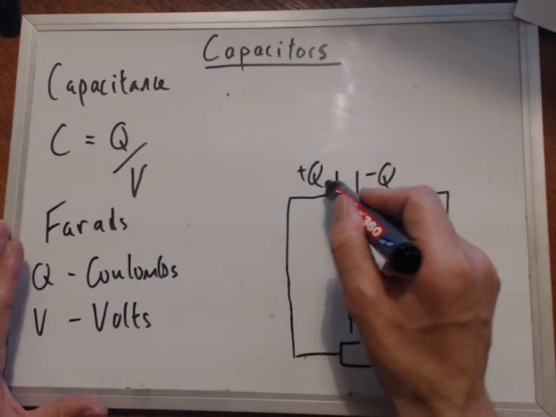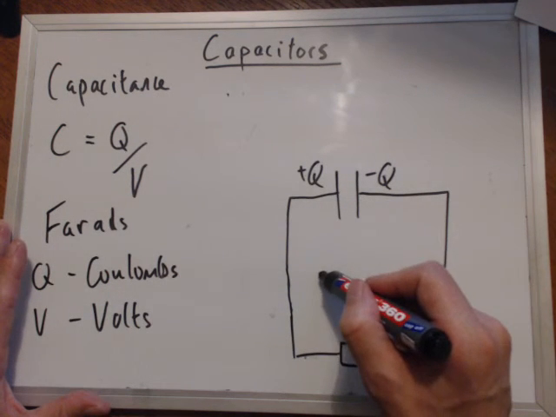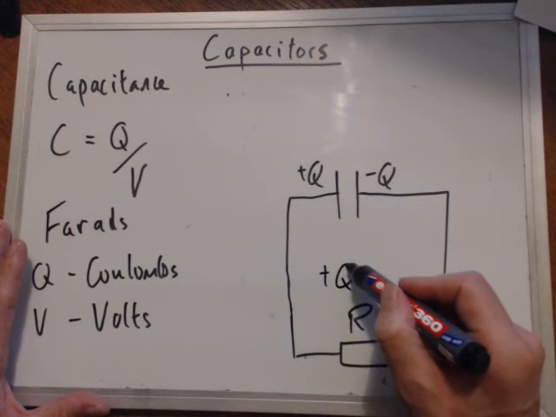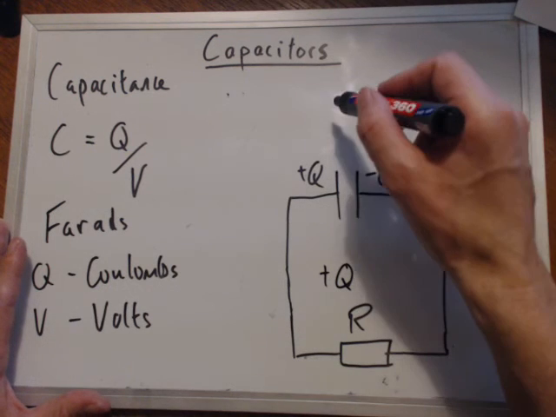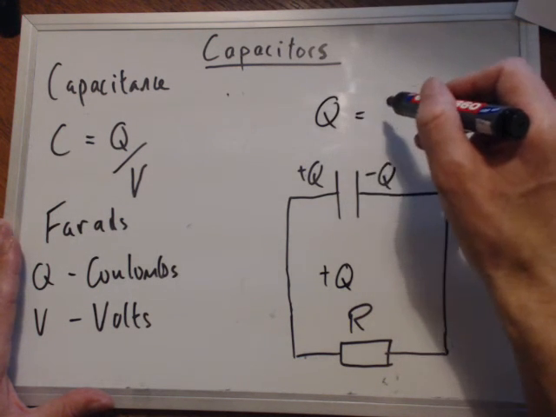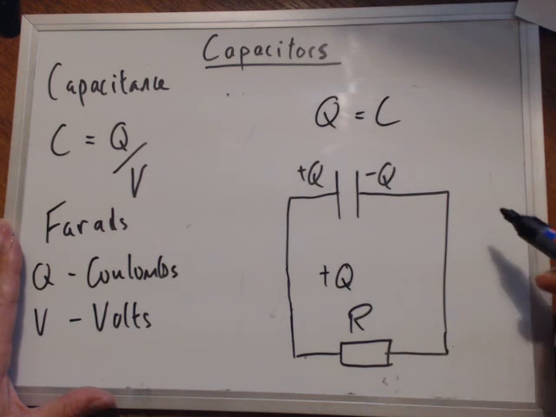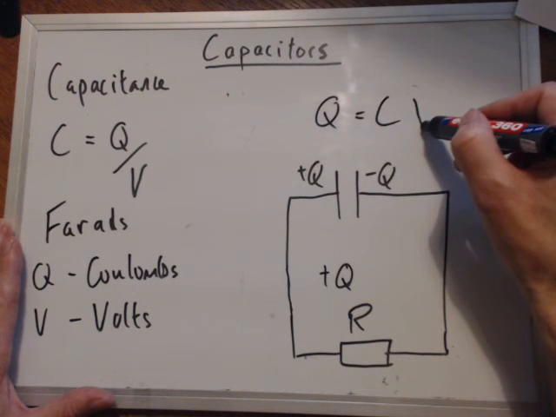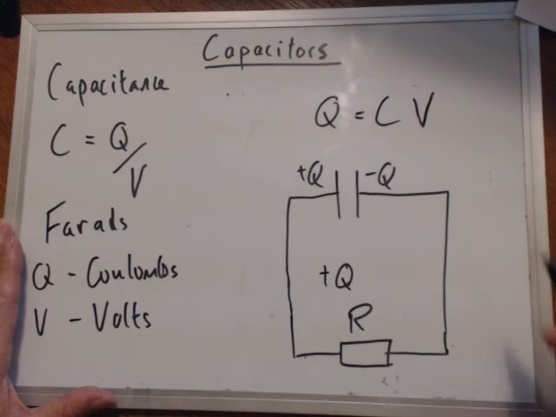The amount of charge that will flow through there to get to this side to neutralize it would be plus Q. So the charge stored is equal to Q, which is the product of the capacitance, the ability to store this charge, which depends on the size of the plates and the insulating material between, multiplied by the potential difference that was put across the capacitor in the first place.